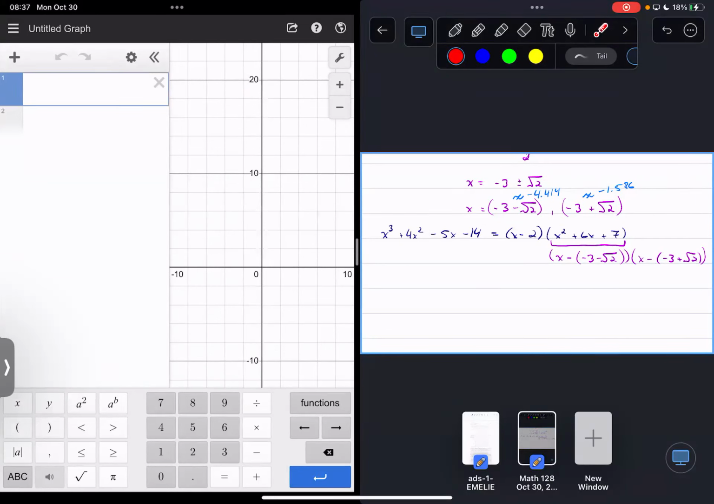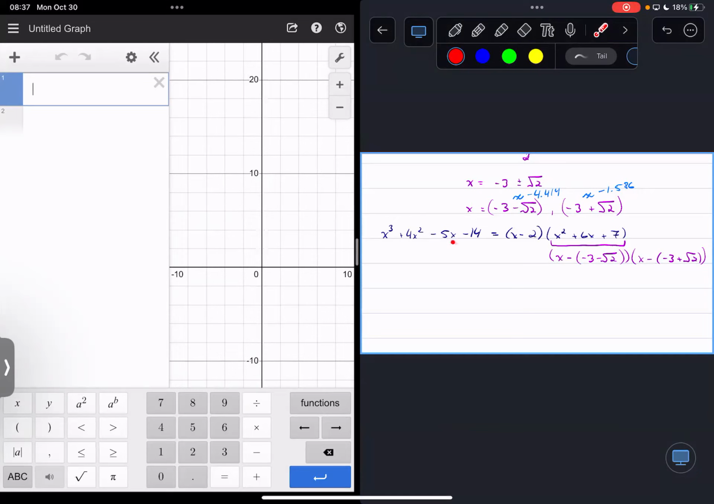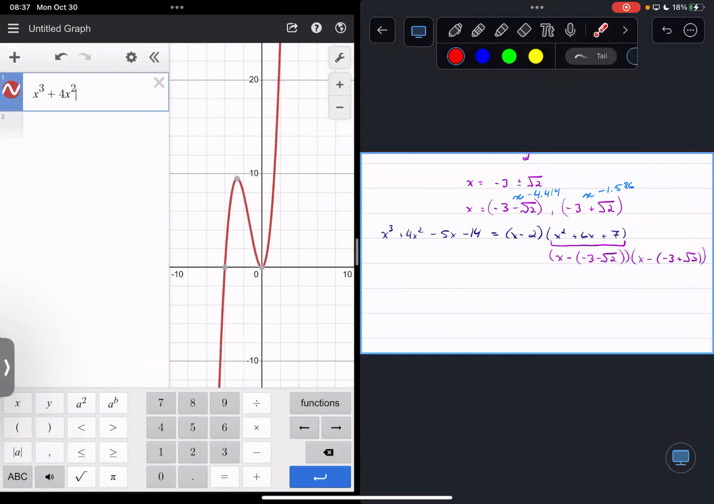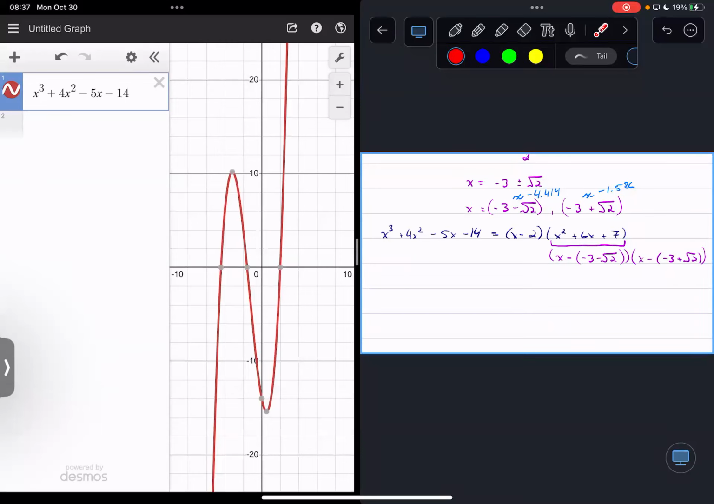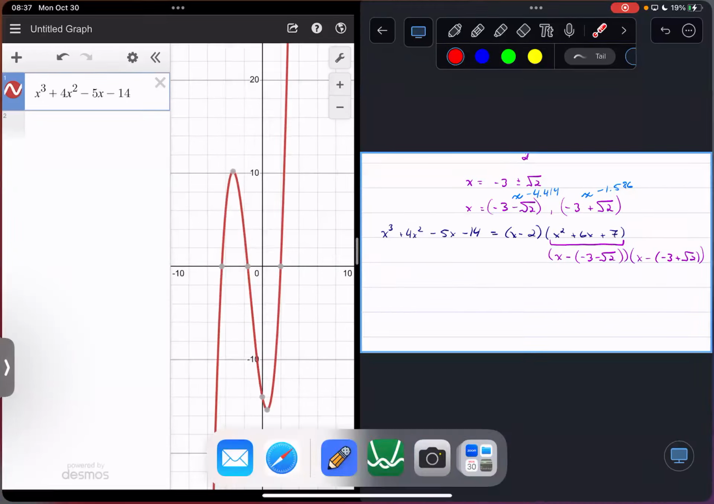But what do I want to do? I want to take this huge thing. I want to start with the original. And then I'm going to confirm that x minus 2 is one of the horizontal intercepts. And these two little nasties. Okay. x to the 3 plus 4x squared minus 5x minus 14. Okay, so now, oh, that's not what I wanted to do there.